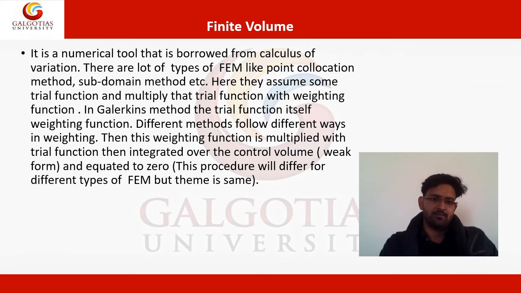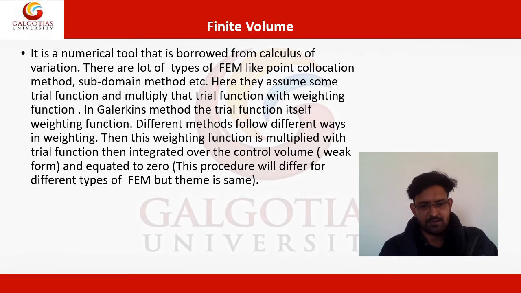So what is finite volume? It is a numerical tool that is borrowed from calculus of variation. There are a lot of types of FEM like the point collocation method and subdomain method. Here they assume some trial function and multiply that trial function with a weighting function. In Galerkin's method, the trial function itself is the weighting function. I think you have gone through all those methods. Different methods follow different ways in weighting. We are assigning the weight to the different functions, so there are different methods with which we assign the weight to the function.